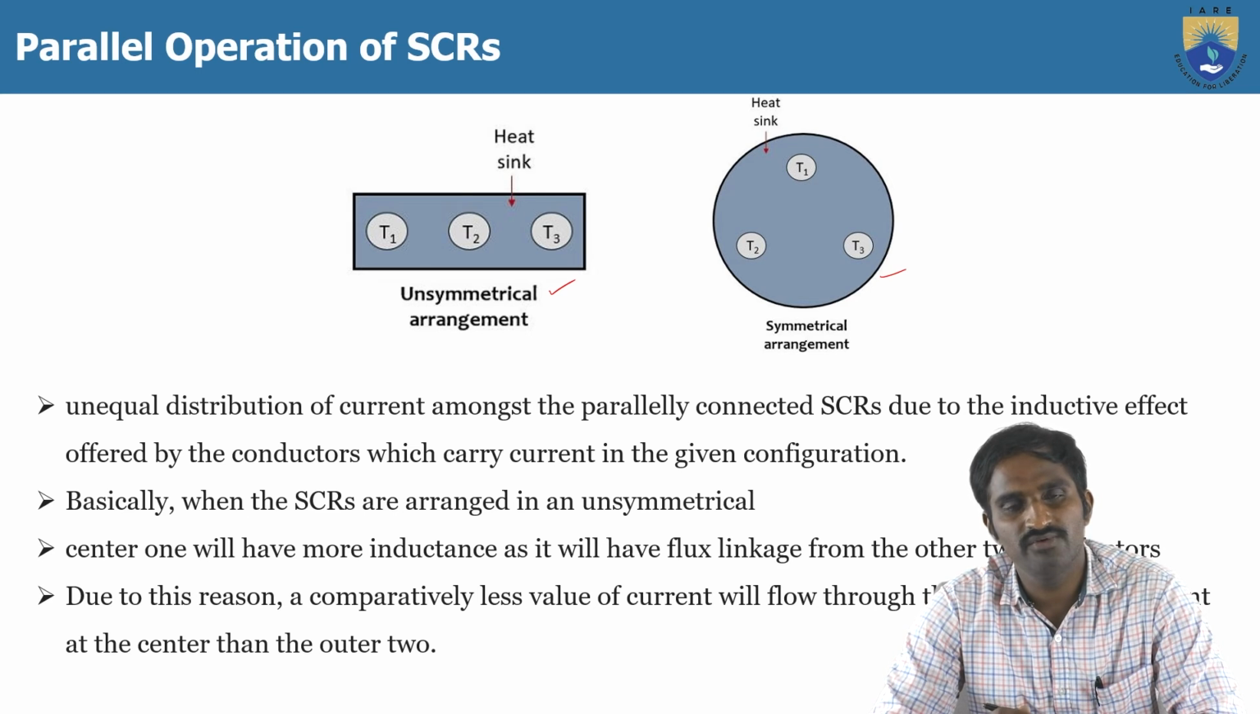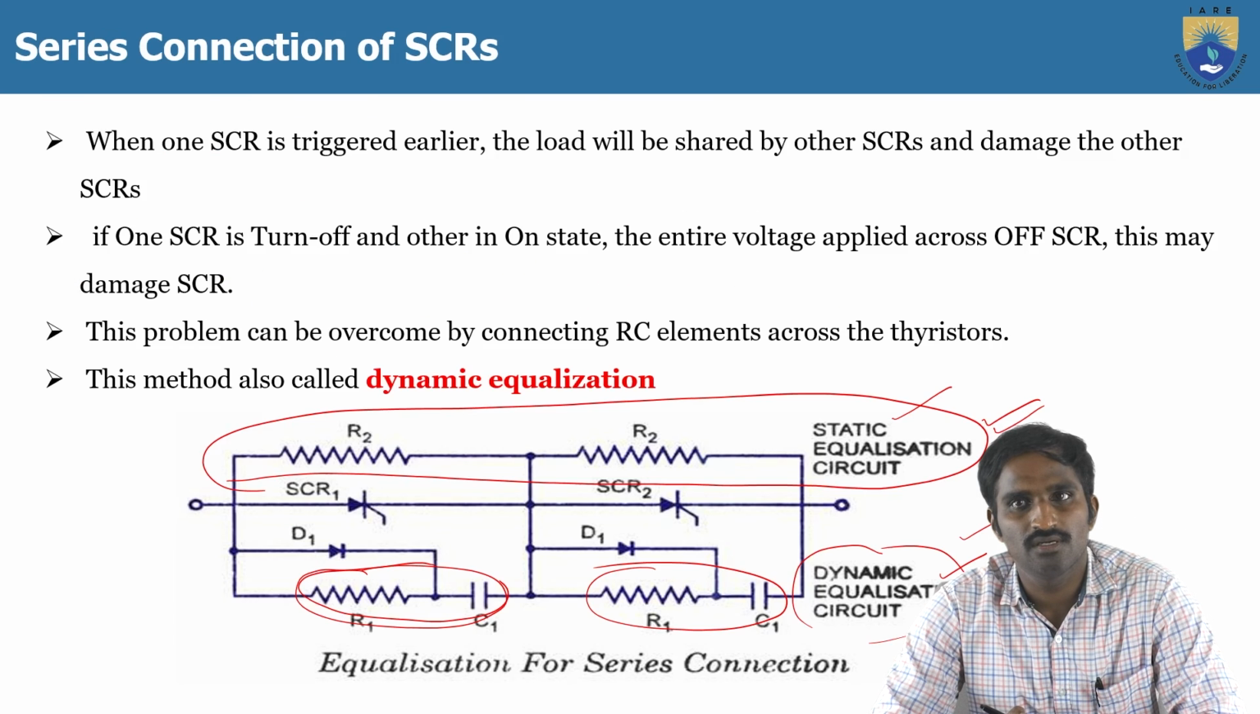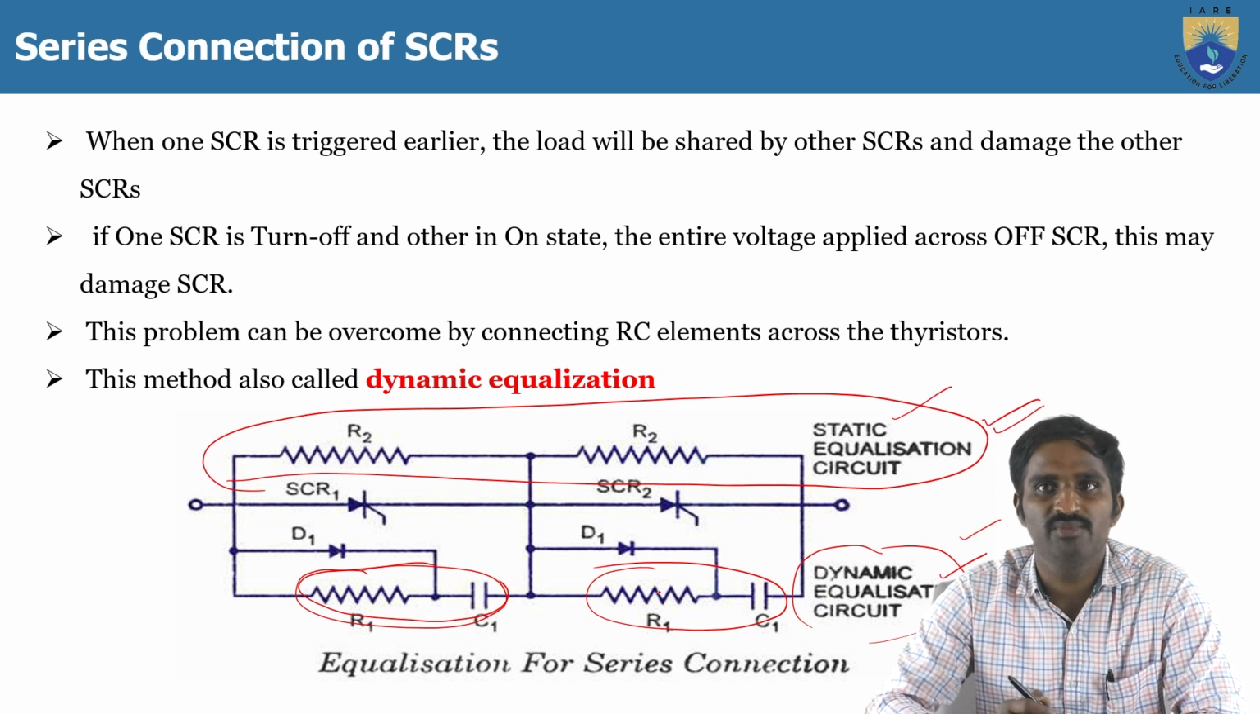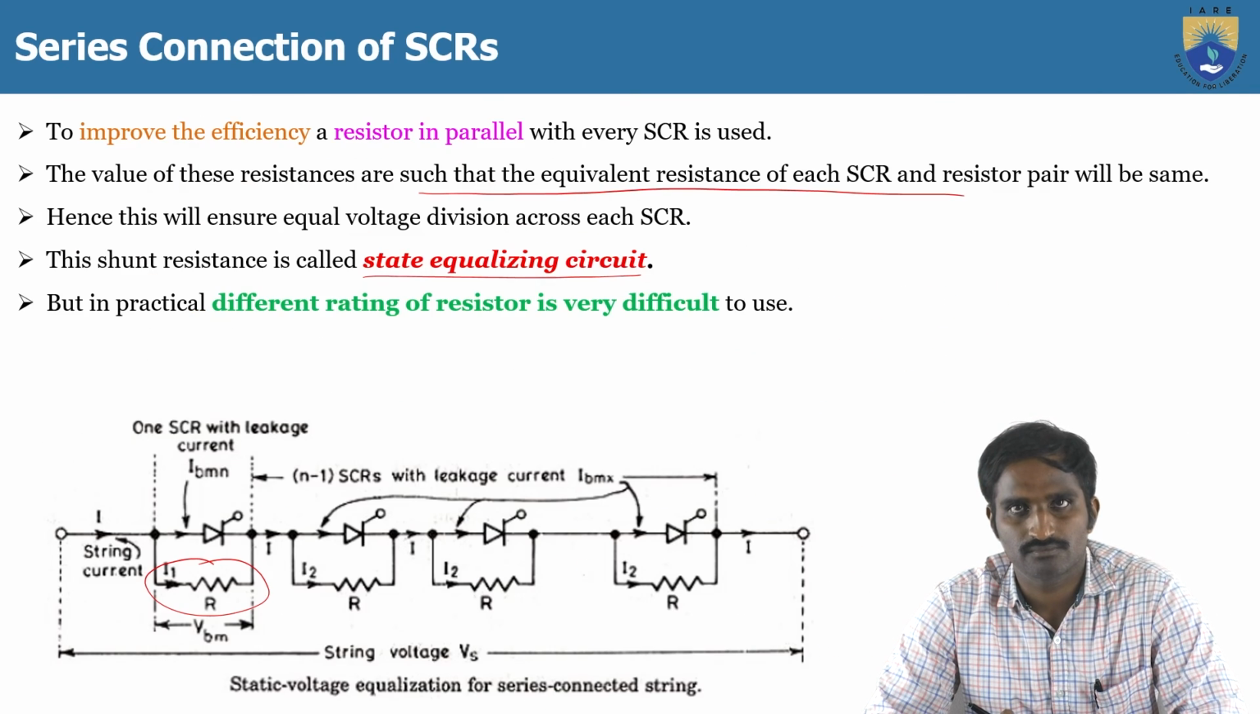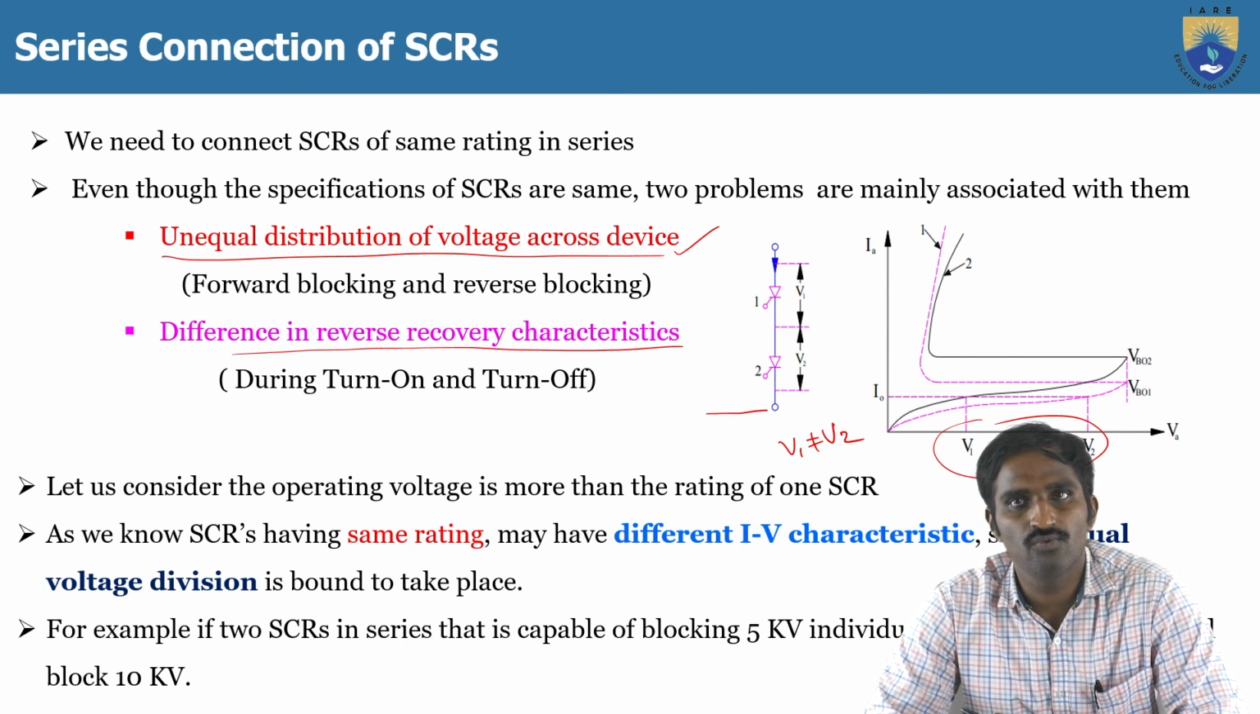the unequal reverse recovery time, which means one is with respect to the static condition, another one is with respect to the dynamic condition. So to overcome the first problem, we introduced the static equalization resistance circuit, and to overcome the second one, we used the dynamic equalization circuit. So by this connection, we can eliminate the two problems associated with this series connection. One is the unequal distribution of voltage across devices, another one is the difference in the reverse recovery characteristics.